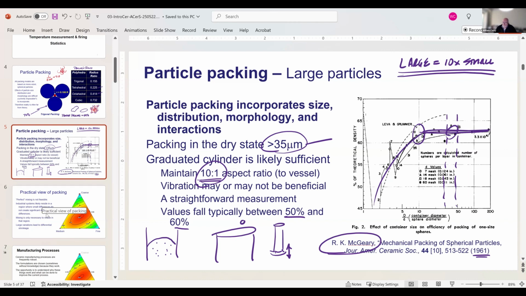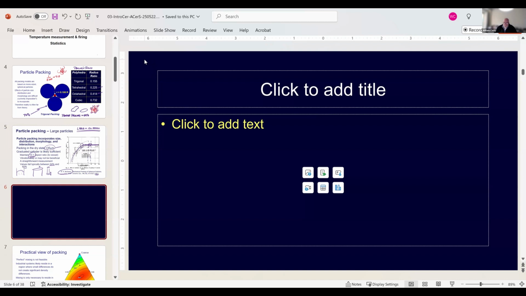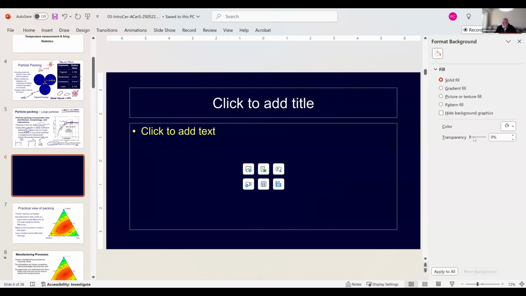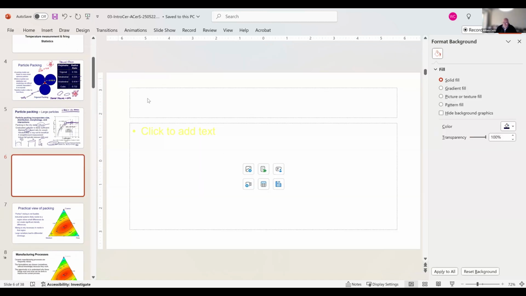So we took a series of powders. Oh, I will add a little insert here. So, pardon me. There we go, that's better.